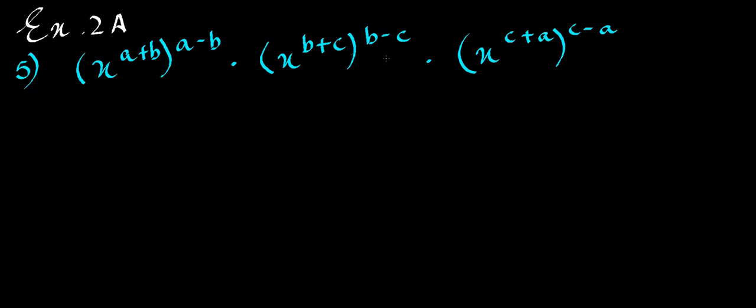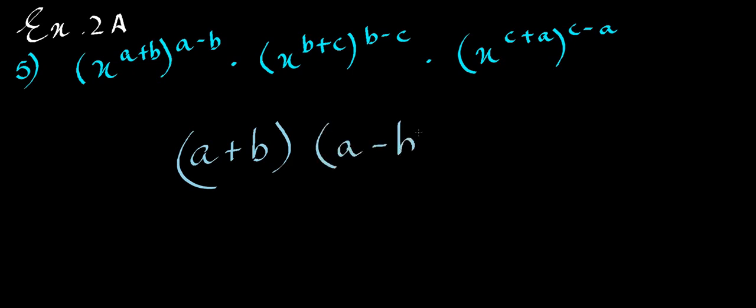One of the identities is if we have a plus b multiplied by a minus b, that is equal to a square minus b square. And here we can see we have a plus b multiplied by a minus b. So instead of writing a plus b and a minus b, when we multiply, we can directly make the power as a square minus b square.